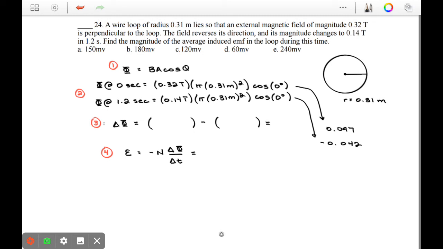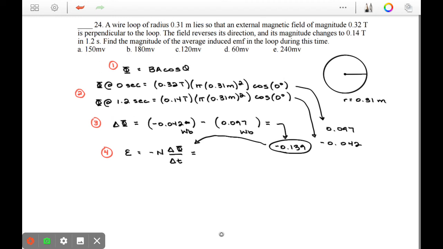So my change in magnetic flux is my next step. My change is final minus initial. My final is negative 0.042, in Webers. Weber is the unit for magnetic flux. Minus the initial, 0.097. So my answer for the change in magnetic flux is going to be negative 0.139. And so once I have my value for the change in magnetic flux, I can just plug it into this equation here, and this will be my final step.